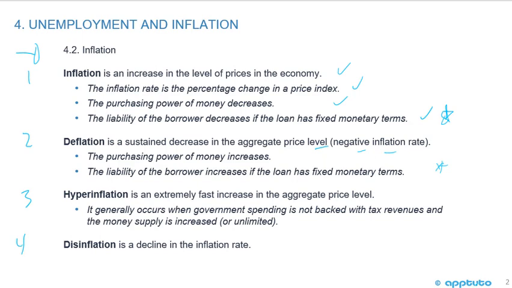Hyperinflation is an extremely fast increase in the aggregate price level. It generally occurs when government spending is not backed with tax revenues and the money supply is increased or unlimited. And finally, disinflation is a decline in the inflation rate. So it's a change in the rate. So you just really have to memorize the difference between deflation, which is a sustained decrease in the aggregate price level, versus disinflation, which is a decline in the rate. The key word there is rate.